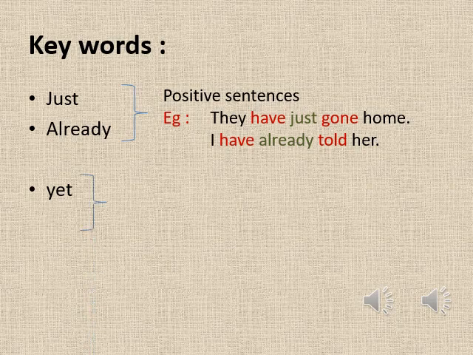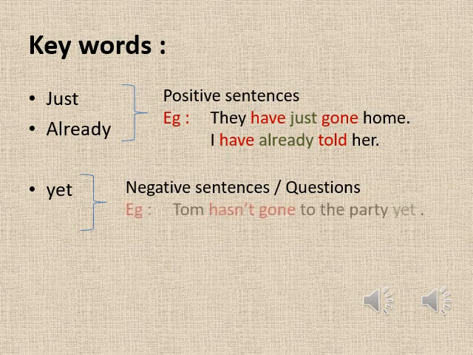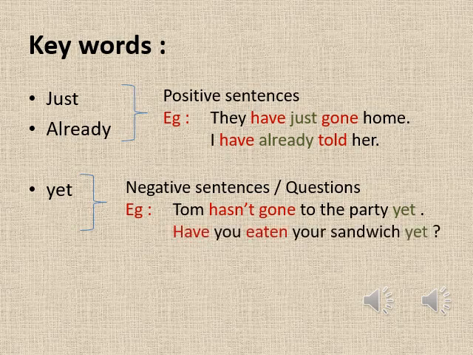We use yet in negative sentences or questions. For example, Tom hasn't gone to the party yet. Have you eaten your sandwich yet? And yet comes at the end of the sentence or at the end of the question.